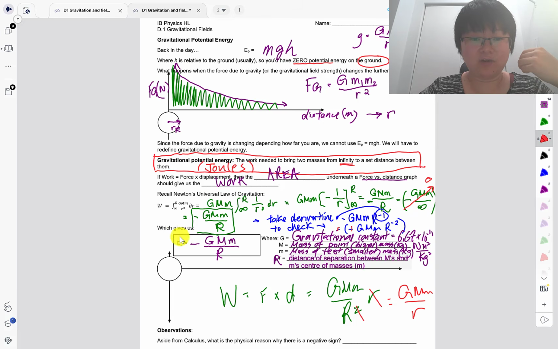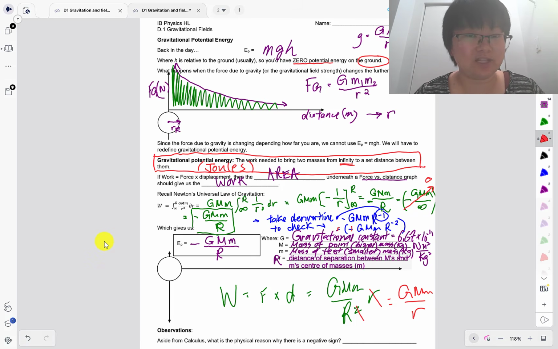Also in the next video, I will feature what this negative sign means and why there is a negative sign when calculating the gravitational potential energy.